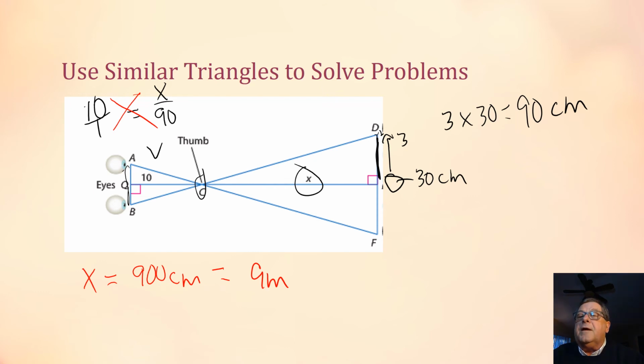And let's see, I think a meter is 3.3 feet. So a little greater than 27 feet, maybe almost 28 feet. All right, that's an interesting little problem using similar triangles to solve problems. Got to do some thinking on that one. I like thinking.